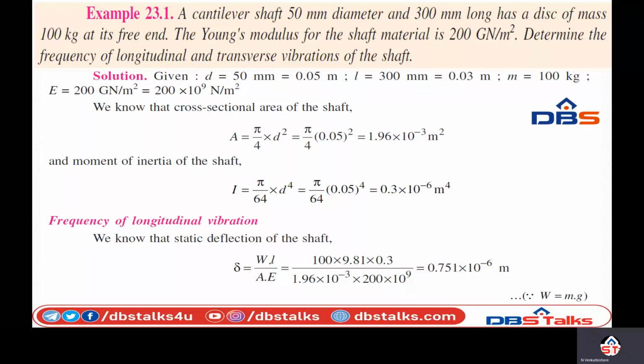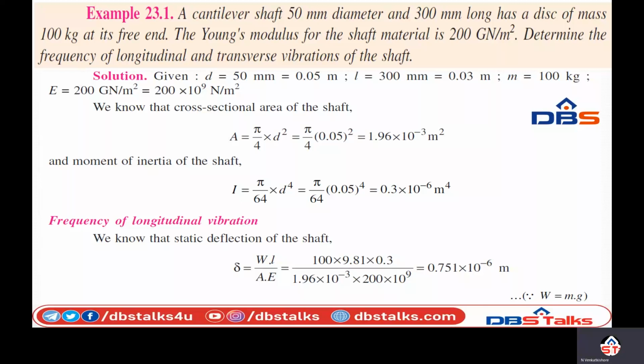For longitudinal vibration, what is the deflection formula? Delta is equal to WL by AE. We know the value of W, since W is equal to M into G. M we know is 100, G we know is 9.81. By substituting that, we can directly calculate. One more thing is A and E in WL by AE. W is from the given data, L is also from the given data, E is already given. The next thing, A, you need to find out.